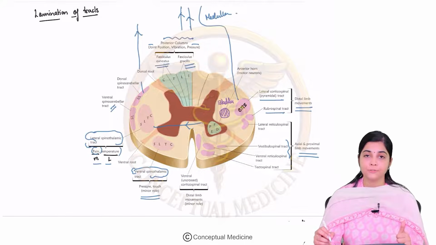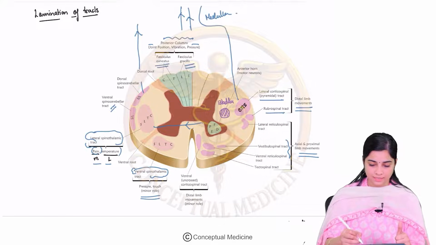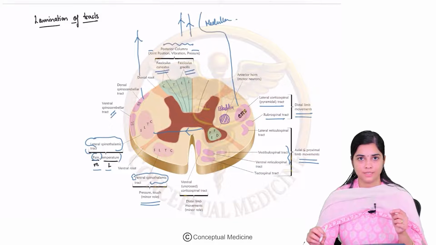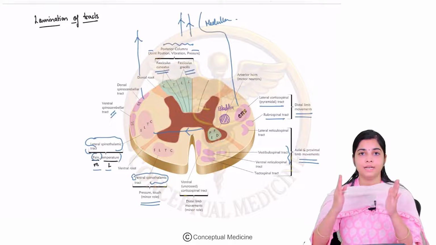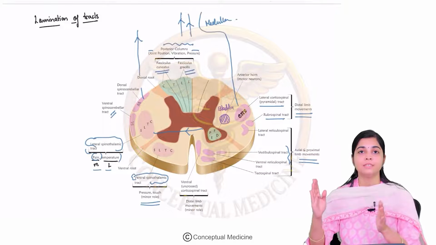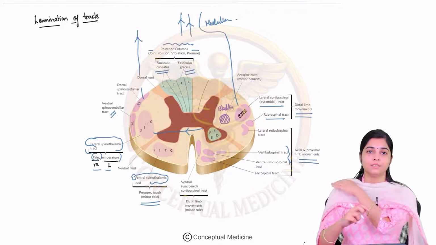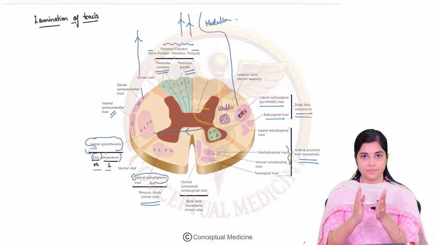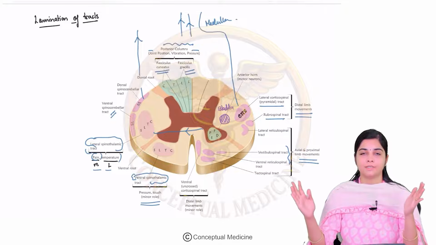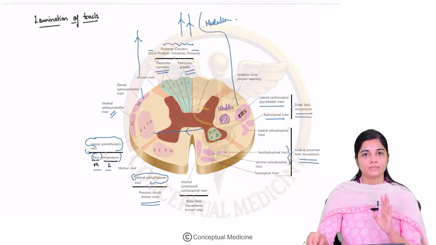Within these tracts itself, you should know about the lamination of the tracts, right? So you have to understand that within your corticospinal tract, the cervical fibers are present medially and the sacral fibers are present lateral most, right? So within your corticospinal tract or spinothalamic tract, the cervical fibers are present medially and sacral fibers are present lateral most. What does this mean?